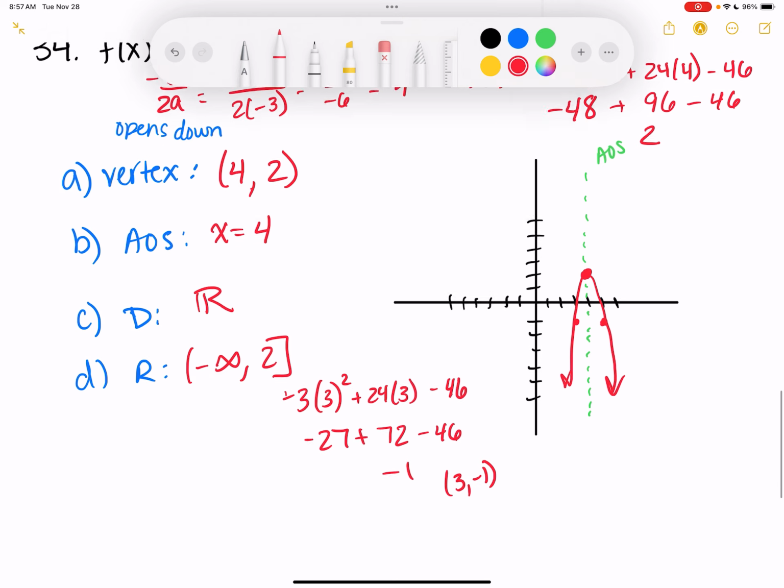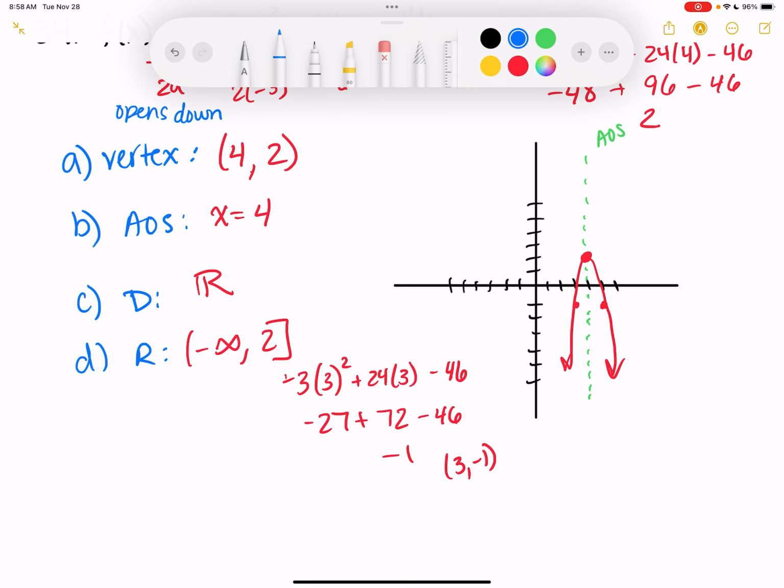All right, so your problems are 7, 9, 25, 27, 29, and 31.